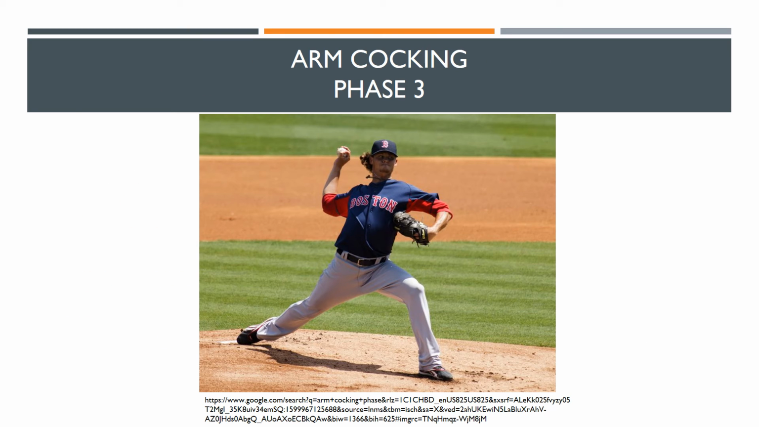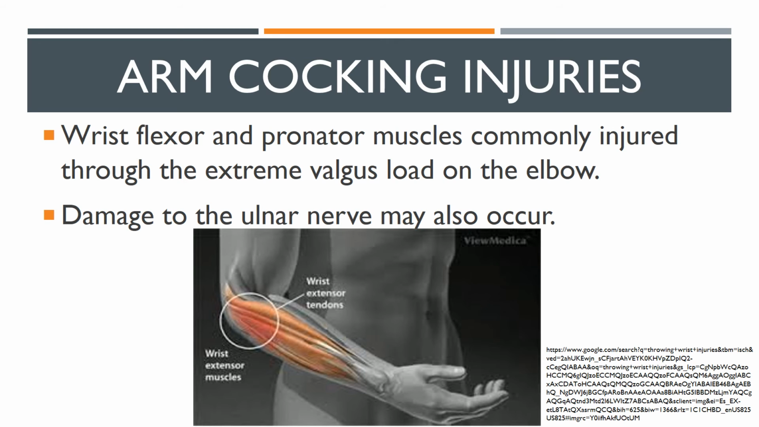The arm cocking phase is the third phase. Arm cocking injuries include wrist flexor and pronator muscles, which can be strained or have tendonitis from overuse. They're commonly injured through extreme valgus forces through the elbow. It can also damage the ulnar nerve.